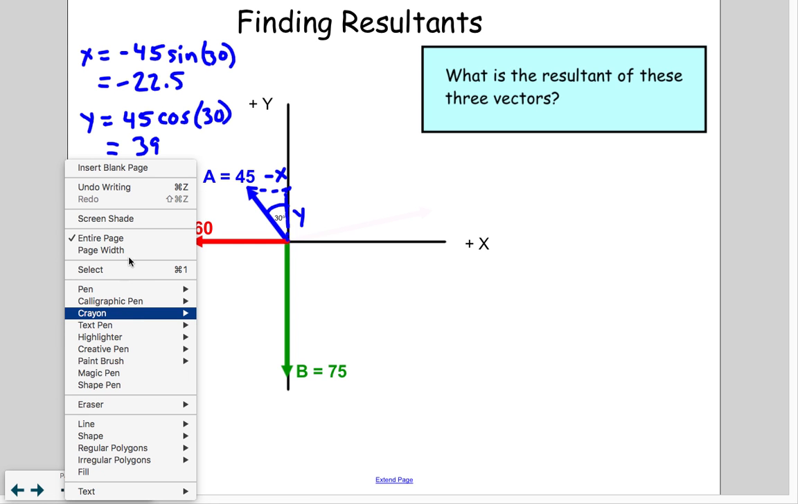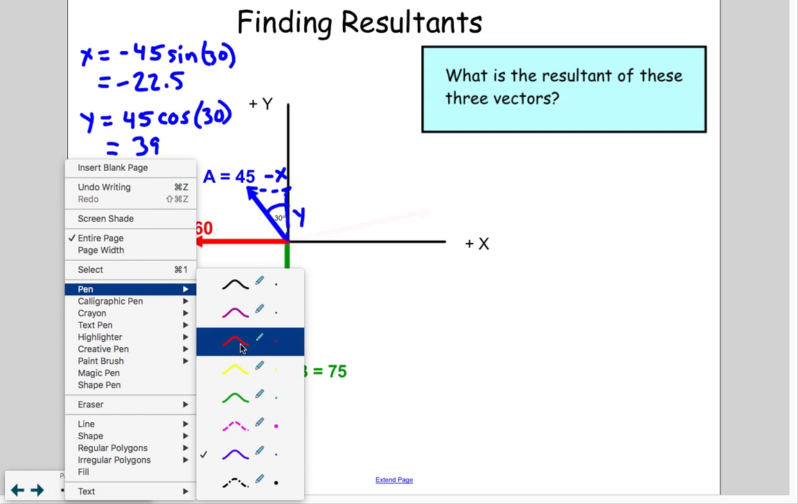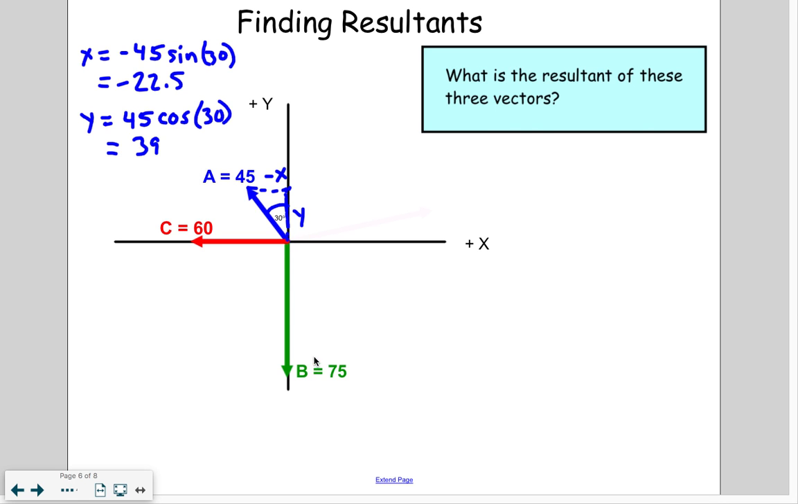Okay, let's move on to letter B, which is the green. This one is completely straight down, so since I don't have a triangle for it, I'm just going to do my x and y components since it's completely vertical. X component, how much is the green vector going left or right?